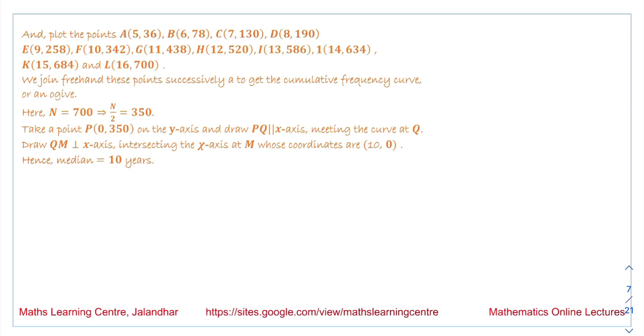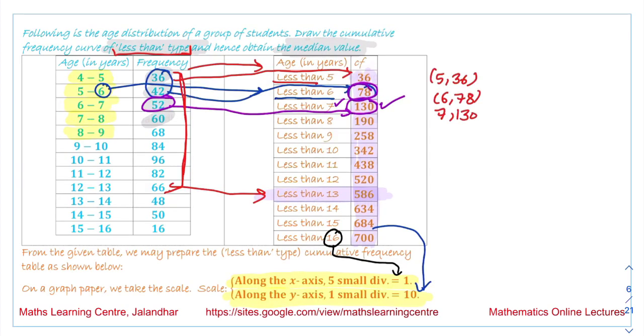So we have to plot the points. These are the points we are talking about. The points we have to plot are (5, 36), then (6, 78), then (7, 130). These are the points that we have to plot. Now we move on to our graph.